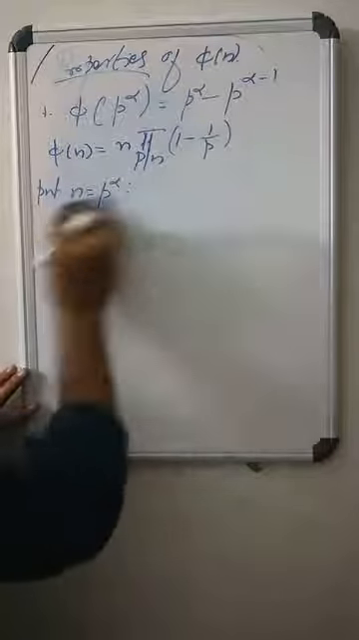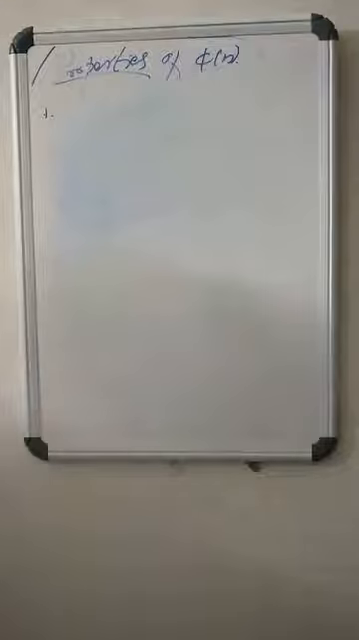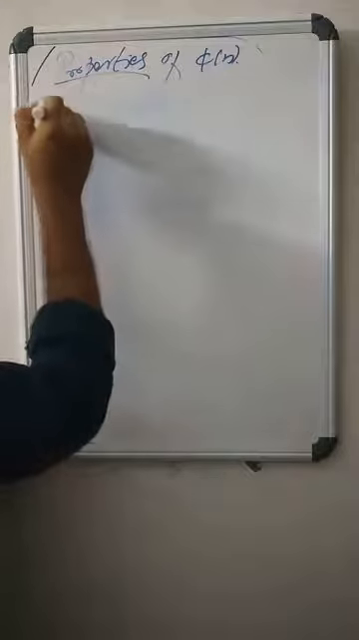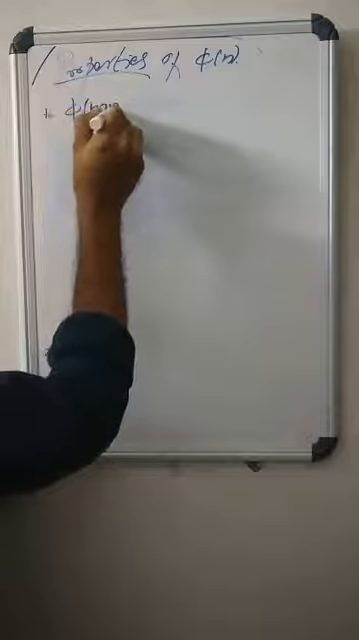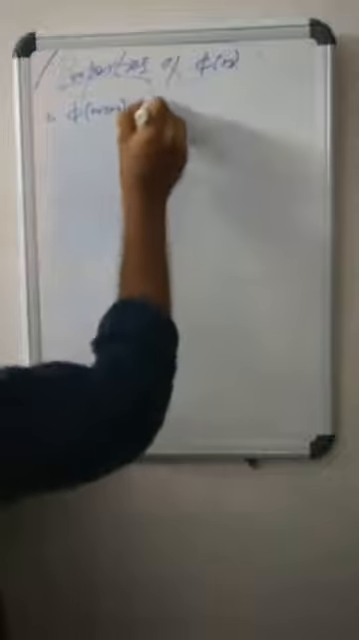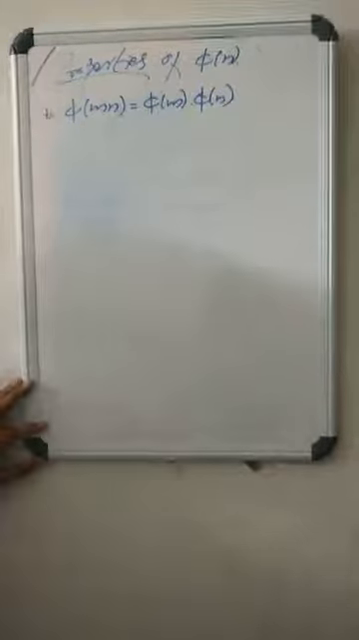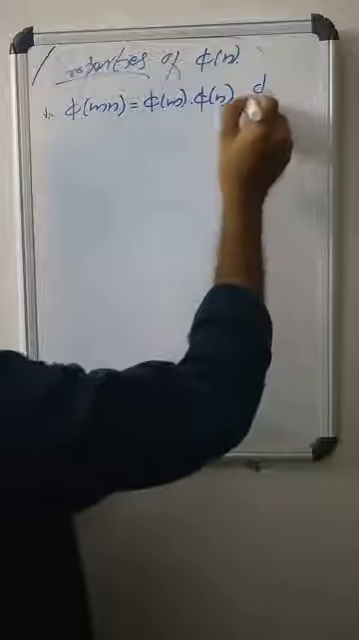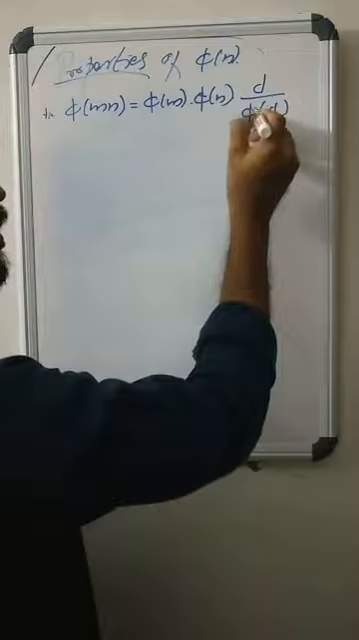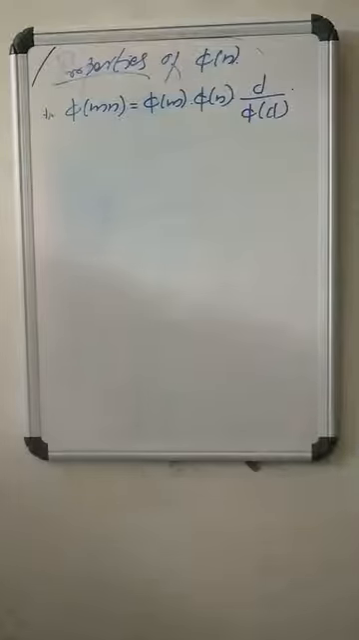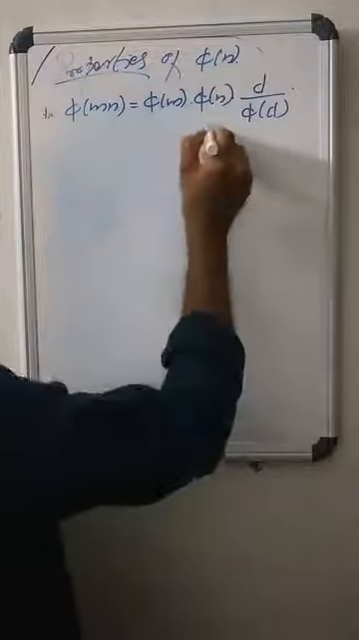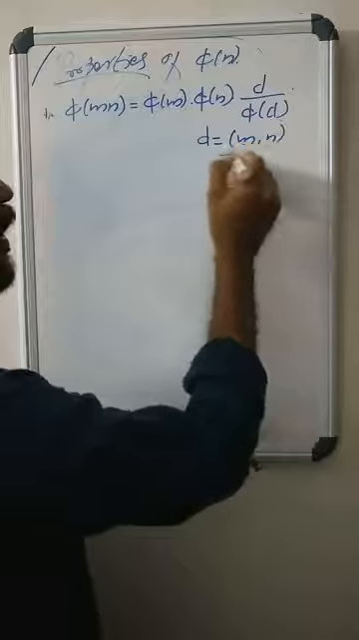Now let us discuss the second property. For any two integers m and n, phi of mn equals phi of m into phi of n into d by phi of d. This is an important property. For any m and n, phi of mn equals phi of m into phi of n into d by phi of d, where d is the GCD of m and n.